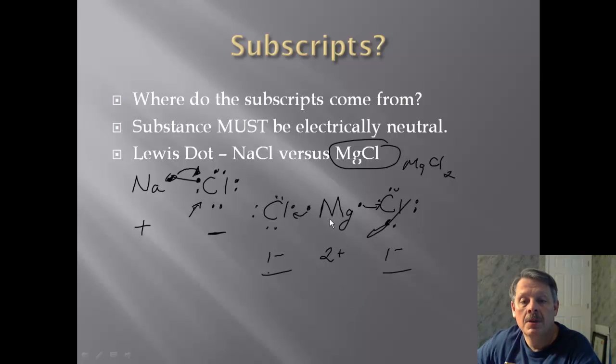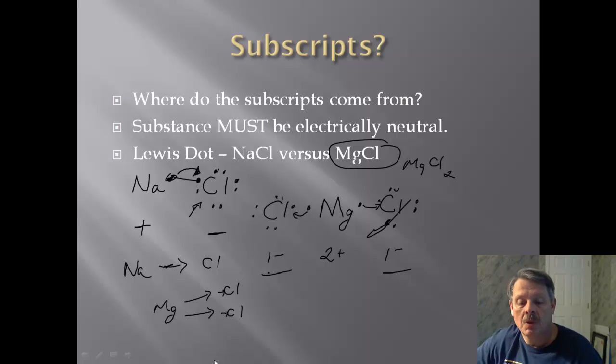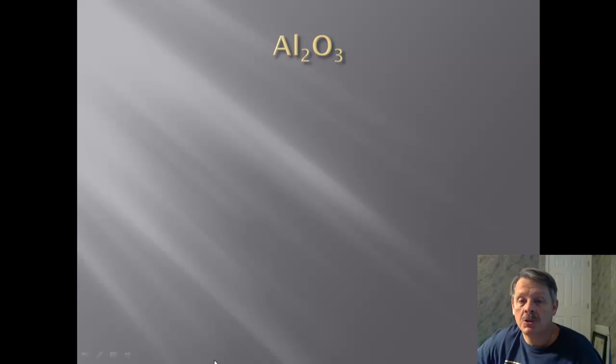Okay? So essentially, you can look at it a different way. Sodium is giving up 1 electron, so we're just going to do that as an arrow, and chlorine is accepting 1. Whereas magnesium is giving up 2 electrons, chlorine only accepts 1, so we need to have 2 chlorines to accept 2. Okay? Draw it however you want. Just make sure you understand it. Right? How about aluminum oxide?